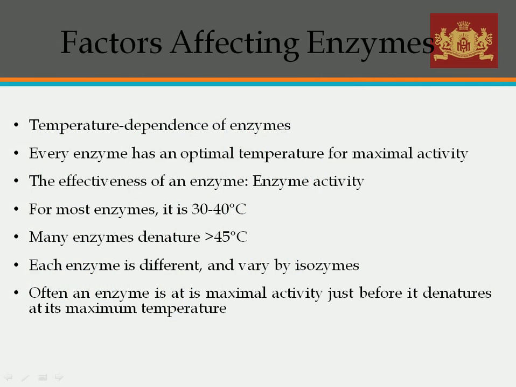Temperature dependence of enzymes. Every enzyme has an optimal temperature for maximal activity. The effectiveness of an enzyme activity for most enzymes is 30 to 40 degrees Celsius. Many enzymes denature at greater than 45 degrees Celsius. Each enzyme is different and varies by isozymes. Often an enzyme is at its maximal activity just before it denatures at its maximum temperature.